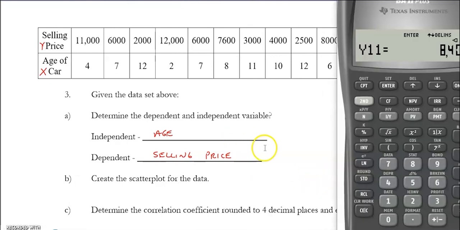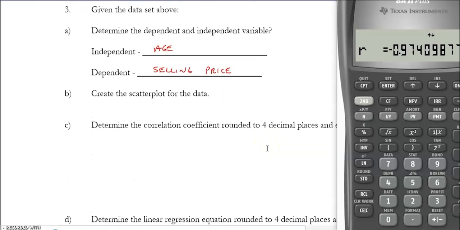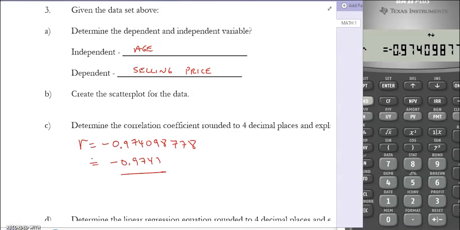All right, so to find the correlation coefficient, go second stat, and these are where all the important values come from. And once again, we have 11 data points. You know you entered things correctly. At least you're on the right path. And you can see in this case that R value is negative 0.97 and change, so very strong negative correlation. So at 4 decimal places, it's negative 0.9741.